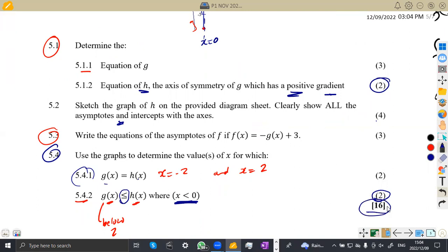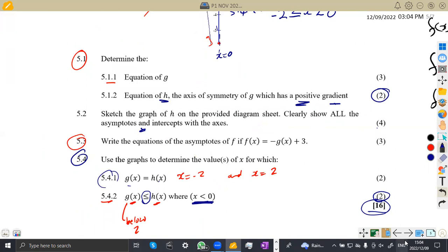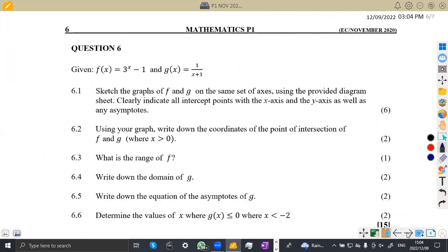Okay, so that's what we had, guys. Actually obtaining 16 marks on question number 5. That's a lot. That's a lot.